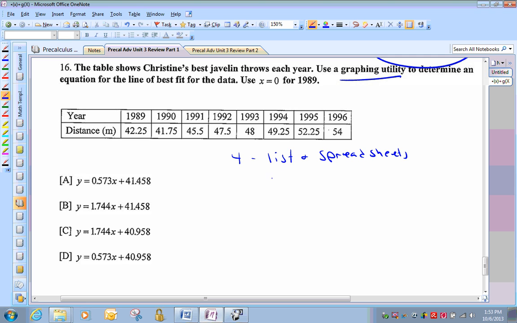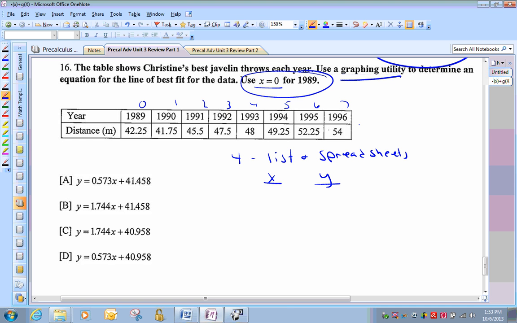And then you're going to go up and you're going to label your list X and Y. And this will be your years and this will be your distance in this problem. And you're going to go in and enter your data. Now, be careful. X is 0 for 1989. This is really a little tricky. Use 0 for 1989. So if this is 0, this is 1, 2, 3, 4, 5, 6, 7. Be really careful about that.